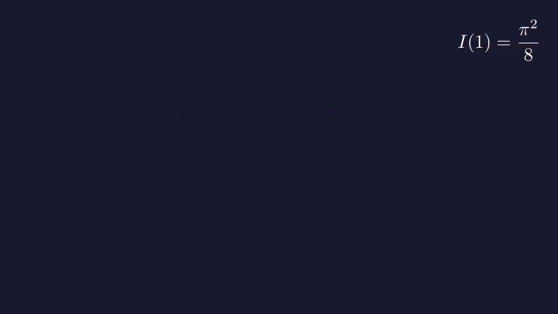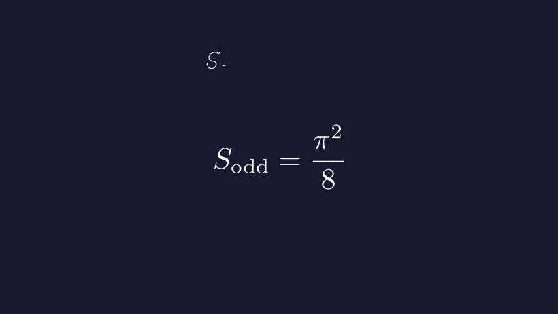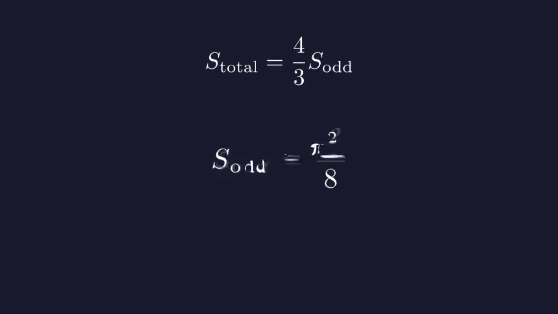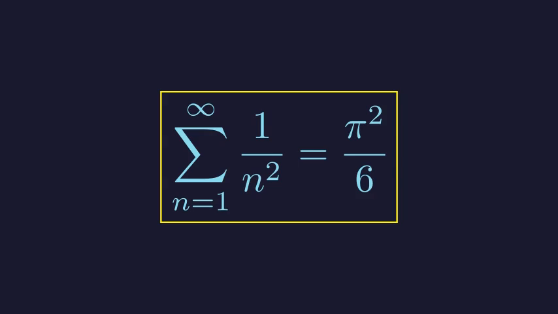By equating our two results, the geometric evaluation of pi squared over 8 and the series expansion, we prove that the sum of odd inverse squares is indeed pi squared over 8. Finally, we return to our first step. Since the odd sum is 3/4 of the total sum, we multiply pi squared over 8 by 4/3. The result? Pi squared over 6.